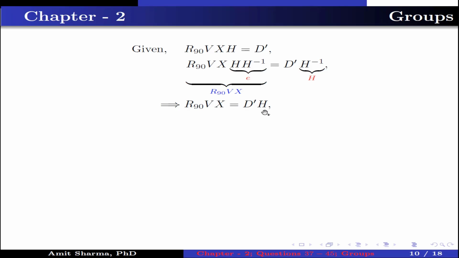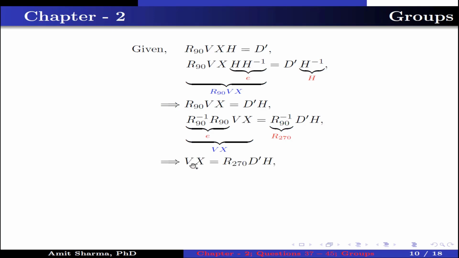Now multiply R90 inverse on both sides, we get R90 inverse into R90 VX equal to R90 inverse D dash H. Now R90 inverse into R90 is identity and identity into VX is equal to VX. Now the inverse of R90 is R270. This implies VX is equal to R270 D dash H.